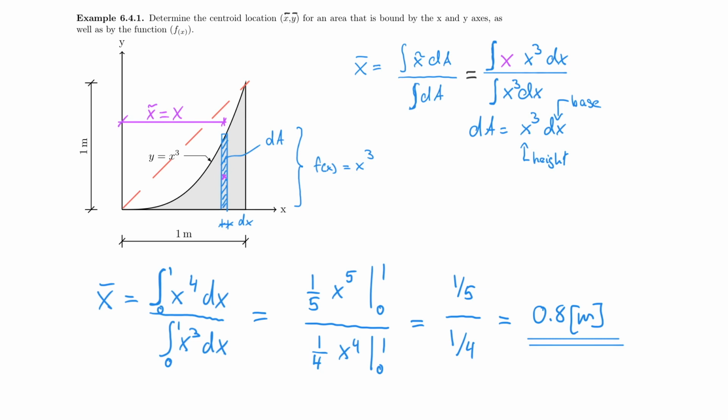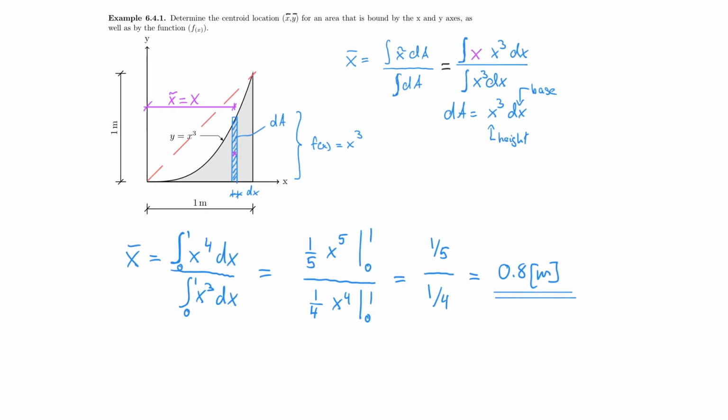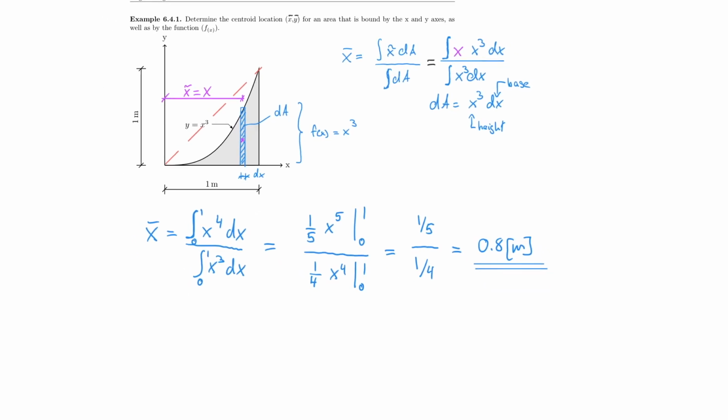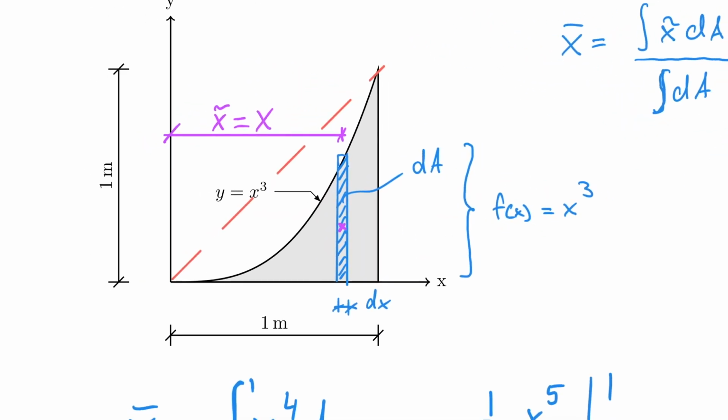Now it's time to solve y bar. I encourage you to do this and pause the video for a second. But I will move on and solve it for you. So what is y bar again? Y bar is equal to the integral of y tilde dA divided by the integral of dA. And so now the only thing that's different is my y tilde. So let's analyze that real quick. And it's probably best to look at this picture here. What is y tilde? Y tilde is the distance between the centroid location and the origin of the coordinate system. So that would be this distance here.